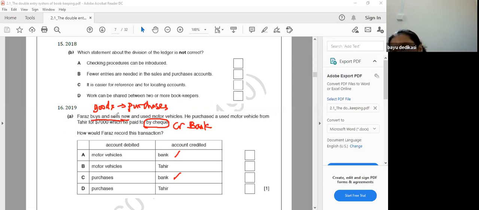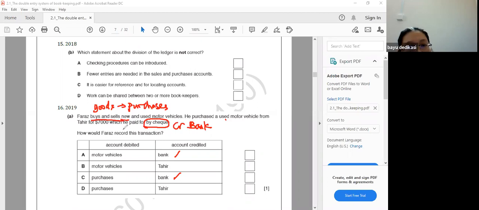Buy and sell means that as your business is to sell new and used motor vehicles. He purchased a used motor vehicle from Tahib for which he paid by check. He paid by check.